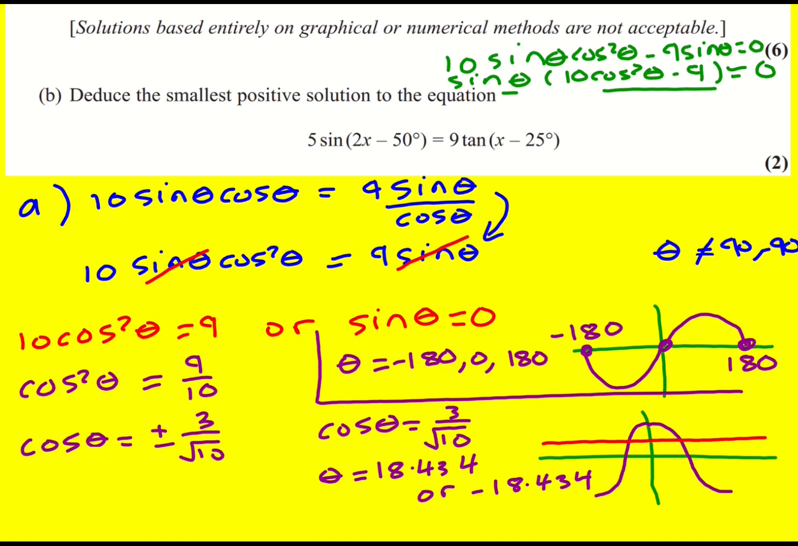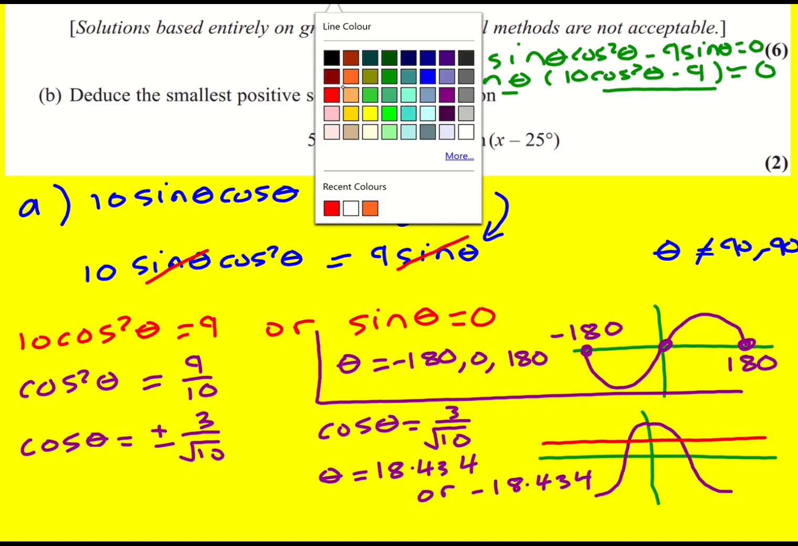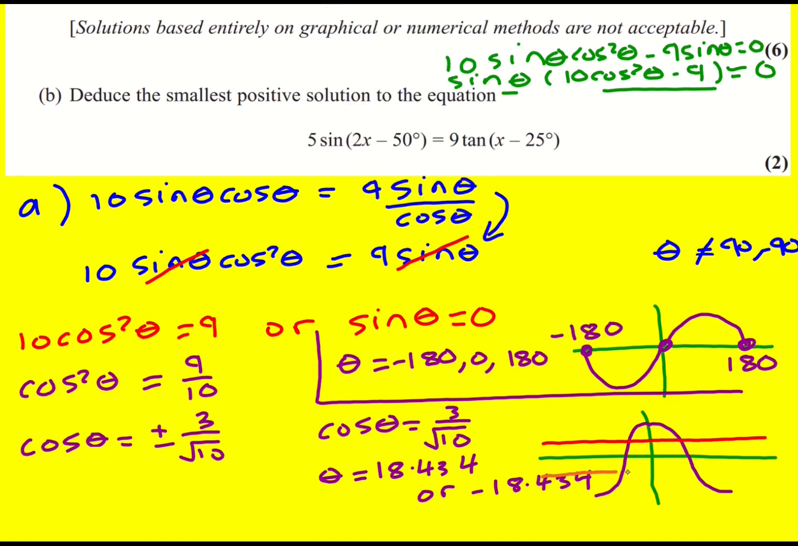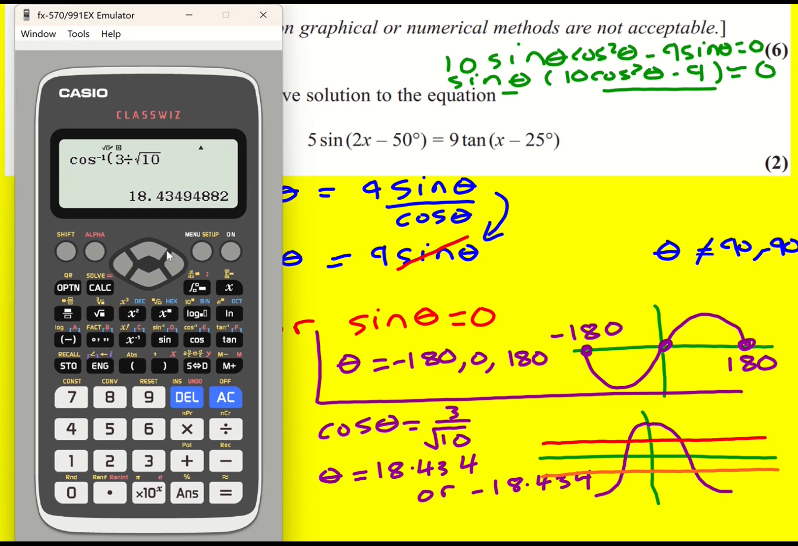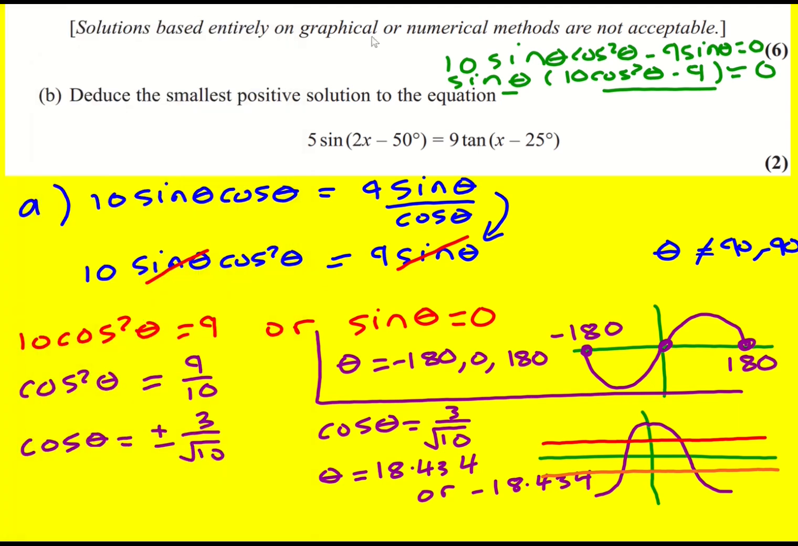And then my other one is going to be the negative down here. Okay, so again, two solutions. I'll just put it in my calculator and then take plus or minus that after. So 161.56, or minus 161.56.